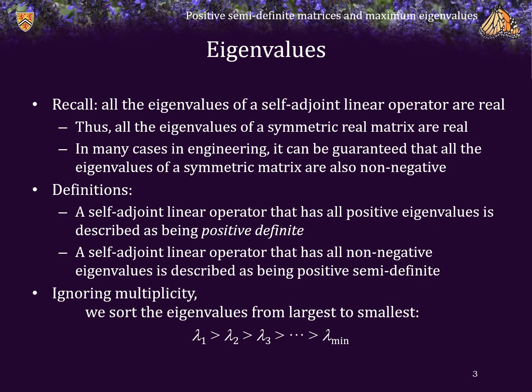So, ignoring multiplicity, let's assume that we sort all of the eigenvalues from the largest to the smallest. So lambda 1 is going to be the largest eigenvalue of our positive definite or positive semi-definite matrix. And lambda min will be the smallest. The number of different eigenvalues may not be equal to the size of the matrix, as some of the eigenvalues may be repeated. But nevertheless, lambda sub min is going to be either greater than or equal to 0.